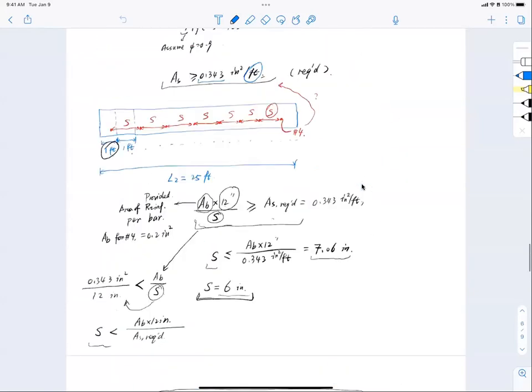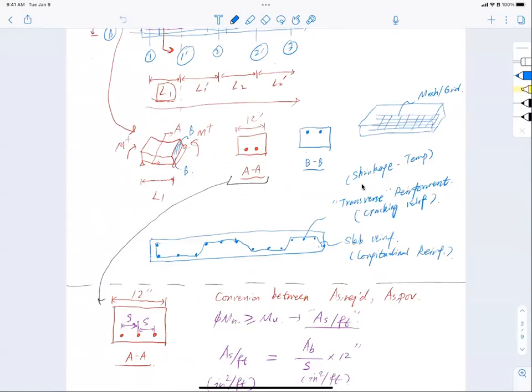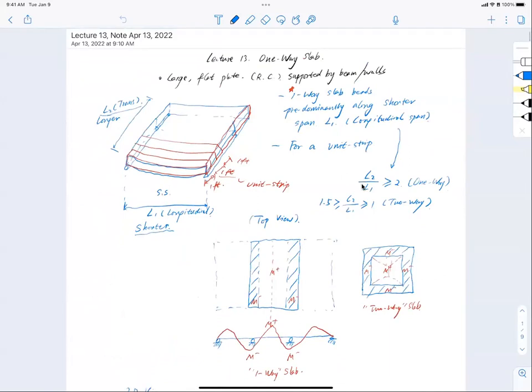Thank you so much. So one-way slab, right? So first thing, one-way slab, let's recap. There are two directions in the one-way slab. One is longitudinal direction and the other is transverse direction. And as you know that we are calling the shorter span length as a longitudinal direction. Okay, and that is where the bending moment exerted along.